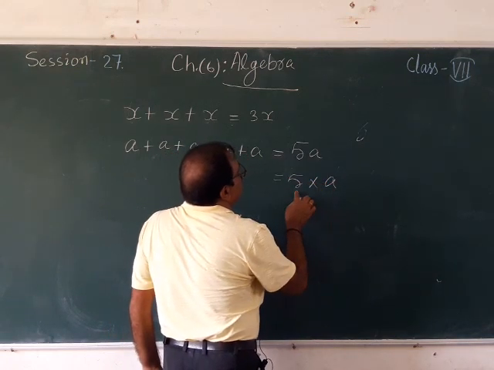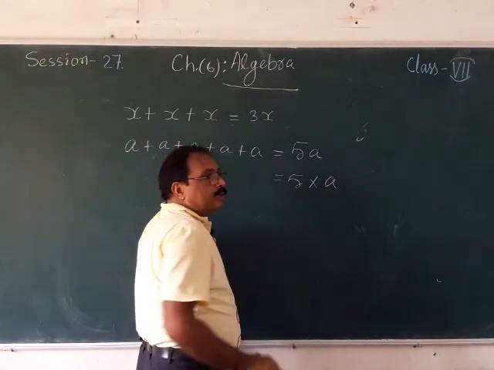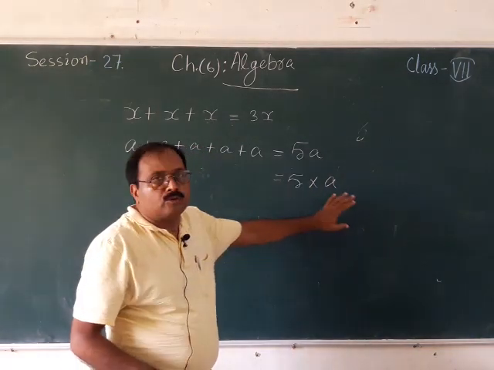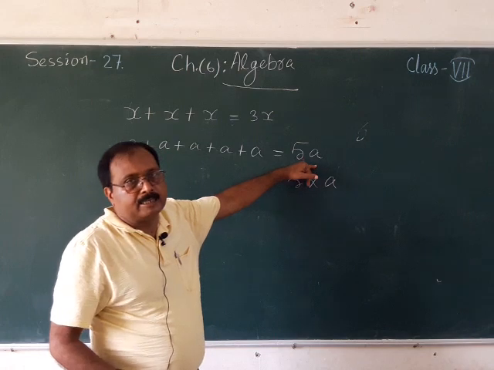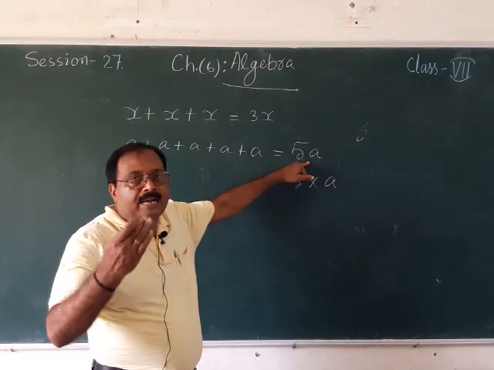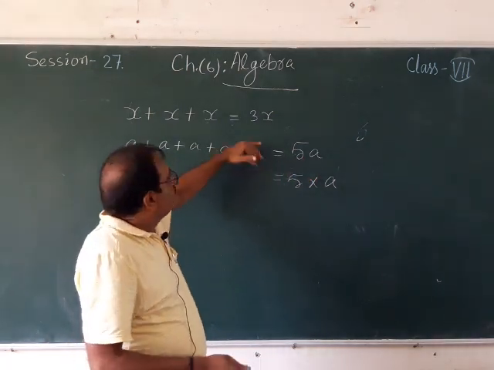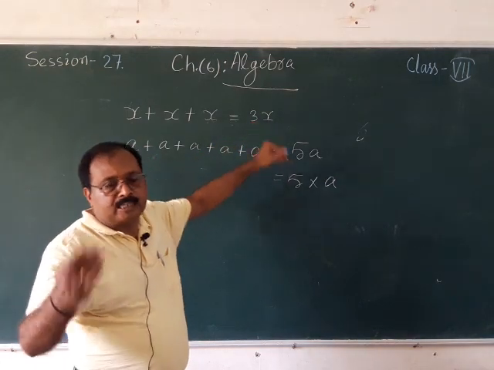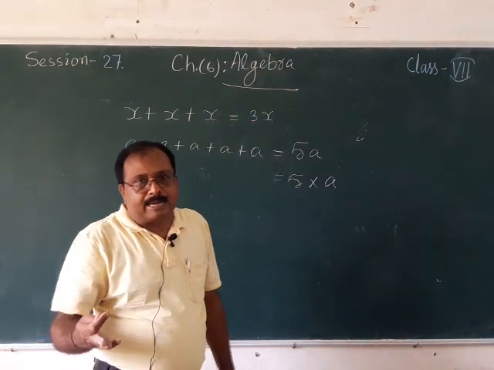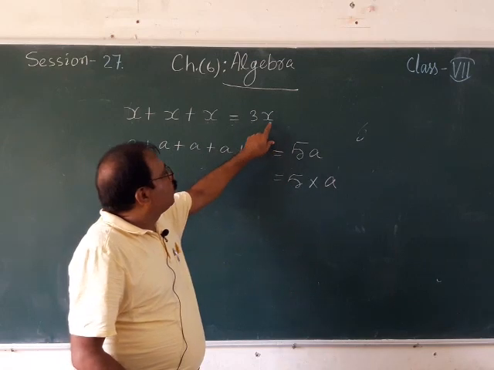So 5 and a are not separate terms. 5a means 5 into a, so 5a is a single term itself. 5a means you have added a five times. In the same way, if I write 3x, it means 3 into x.